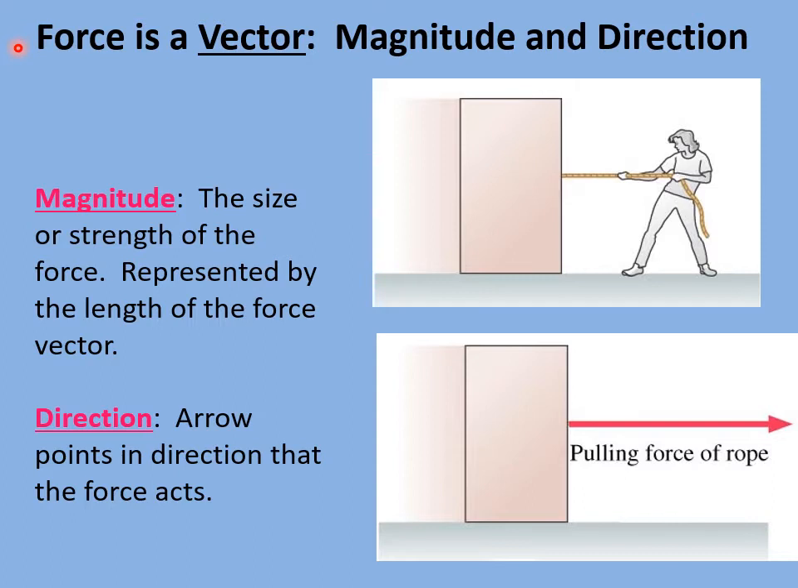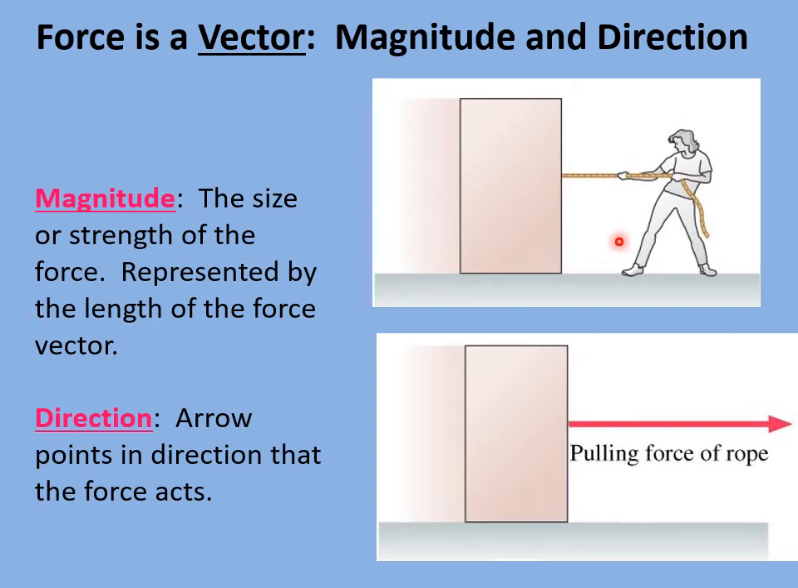Force is another example of a vector. Remember that vectors have both a magnitude and a direction associated with them. For a force, the magnitude of force is the size or strength of the force, and we can represent this by the length of the force vector.